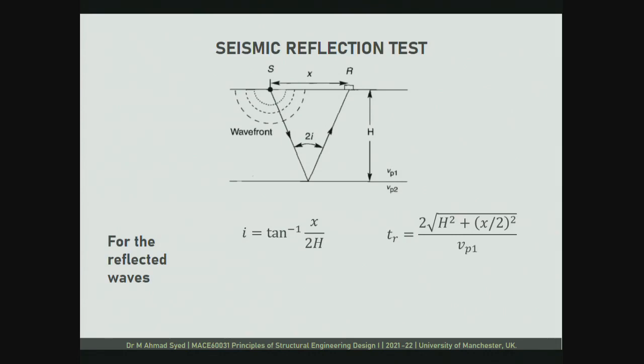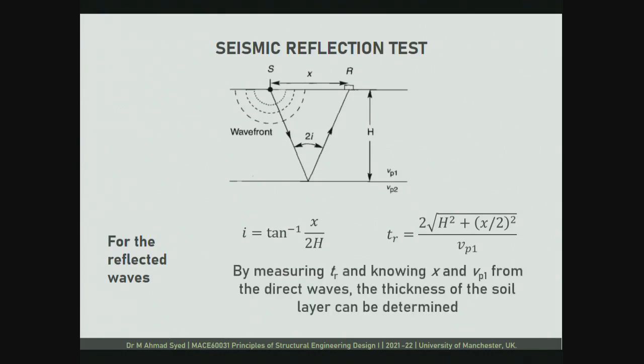Now from this, you measure the left hand side of this, TR. We have already calculated VP in the previous step from the direct wave. I know TR, and I know how far I have put this receiver from the source. So the only unknown is H here. So I can calculate the thickness of this first soil layer. Although we are doing a surface test, it is giving us some valuable information about the thickness of the first soil layer.